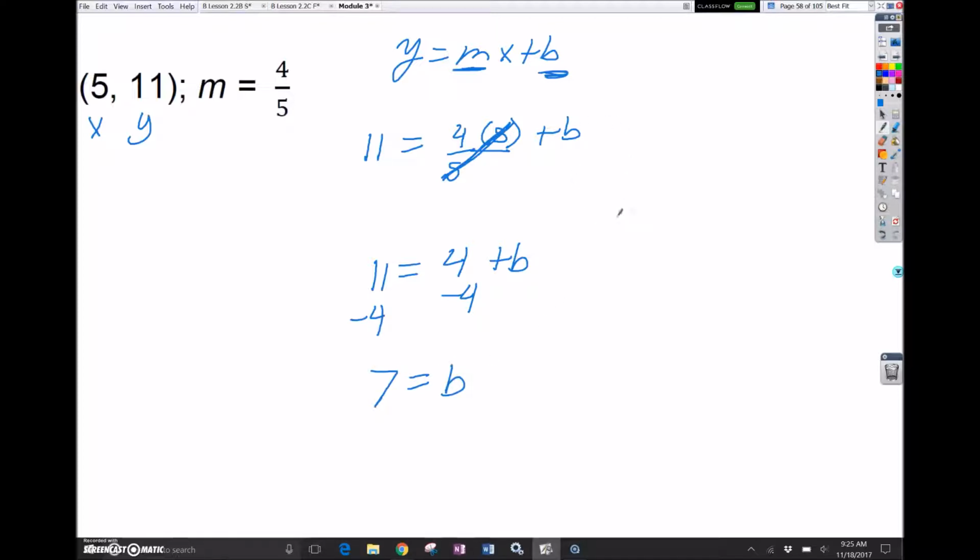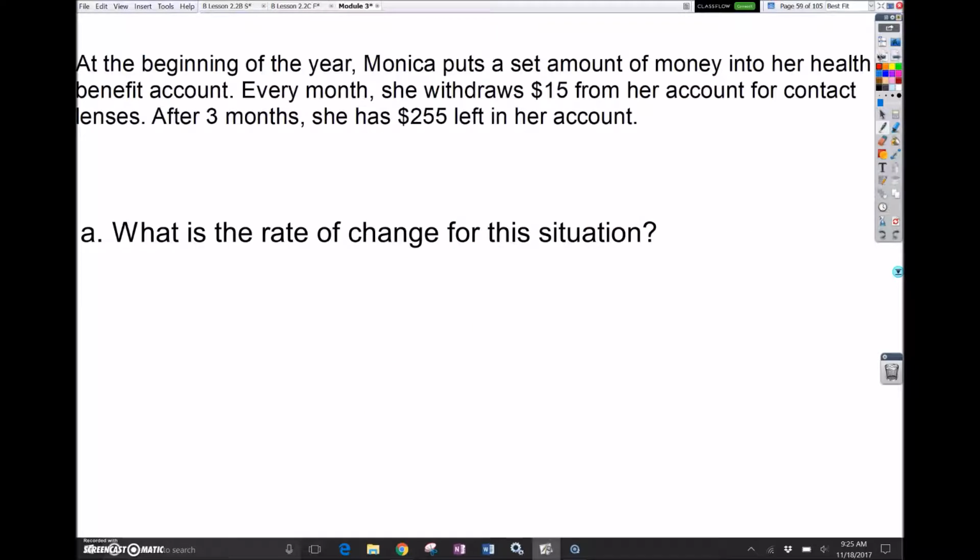So now my equation of the line in red will be y is equal to my slope, which gives me 4/5. Then I'm going to have x, because that's just going to be my input, plus 7. And this is the equation of a line. So this is great, but what happens when they give us word problems? So let's go ahead and look at this one.